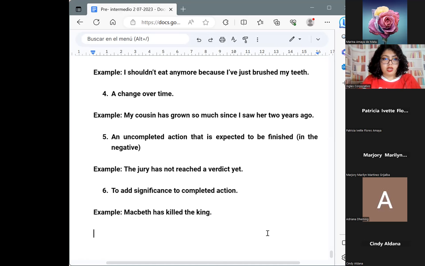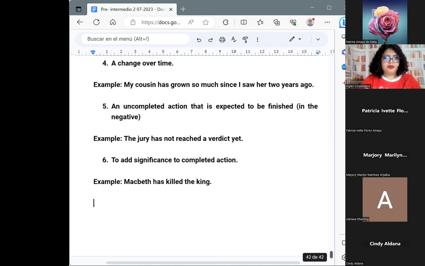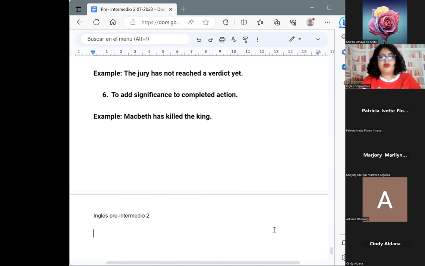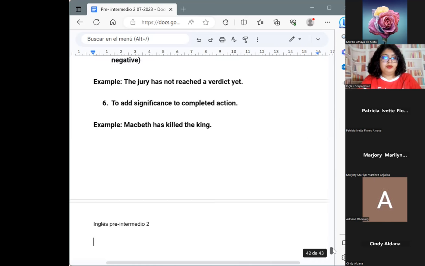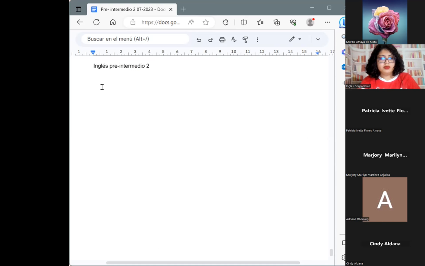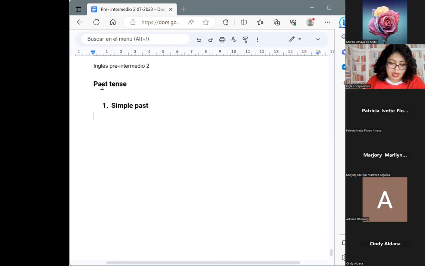So I need to see how much space that I have here. Not a lot, so I'm going to begin in a new page. Okay. Past tense. Number one, simple past. So in this case, we're just going to make some ideas, just ideas, not we are going to learn everything for the first time.